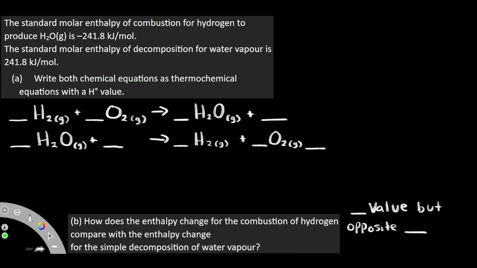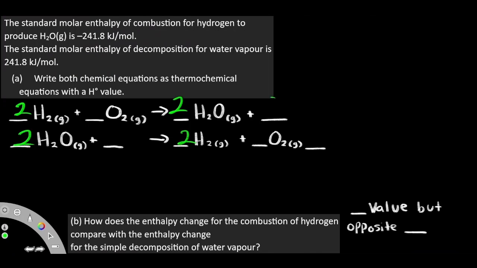This next question here is asking for us to write out the thermochemical equation for both the combustion of hydrogen and the decomposition of water vapor. Let's balance it out appropriately. So we're going to put a 2 over here, put a 2 over here, put a 2 over here, put a 2 over here. And as we can see, we have to put a negative 241.8 kilojoules per mole for this one, for the combustion of hydrogen.